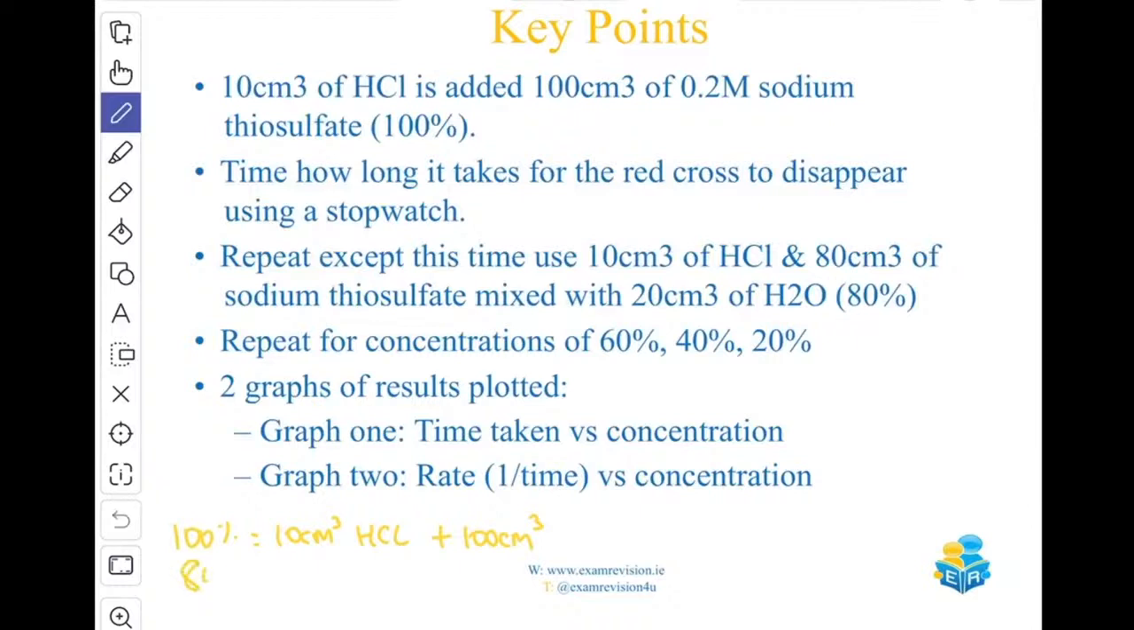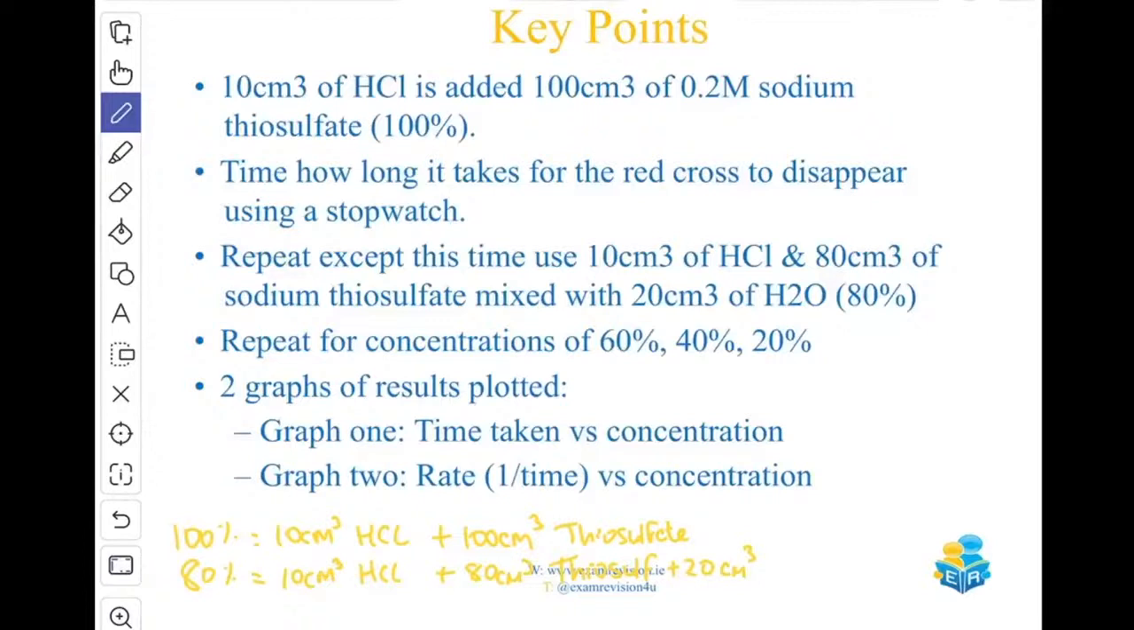So if we want an 80% solution, we can add 10 centimeters cubed of the HCl, but we can add 80 centimeters cubed of the thiosulfate and 20 centimeters cubed of the water. So we can see now that we are diluting down our sodium thiosulfate, so the concentration is less, so the reaction will take longer to complete.